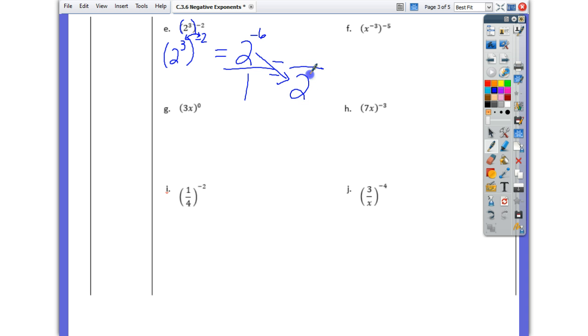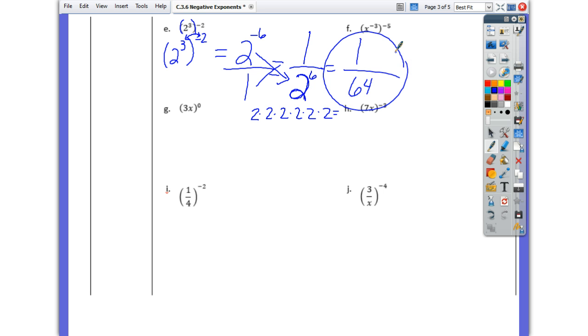That goes here, 2 to the 6th power over 1. Now I can simplify this number, 2 to the 6th power. 1, 2, 3, 4, 5, 6 2's. Multiply all of those, and what do you come up with? 64. So this equals 1 over, because when you multiply them all out, you get 64. 1 over 64 for your final answer for E.